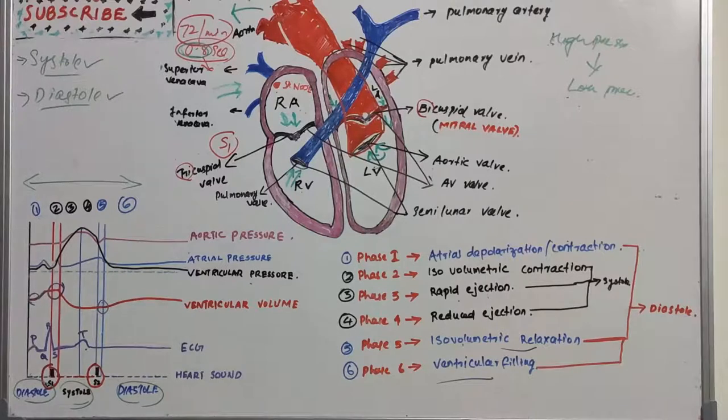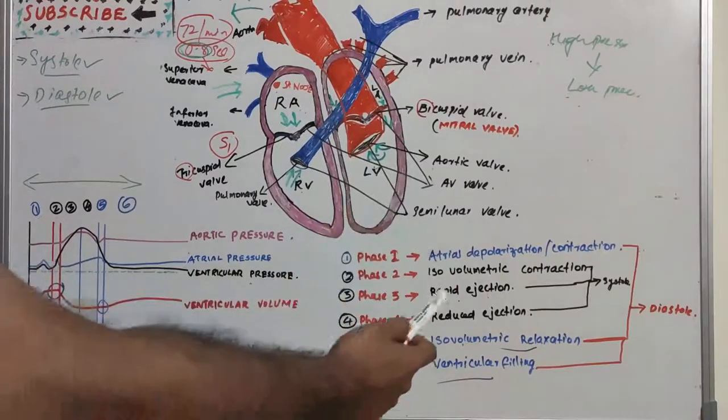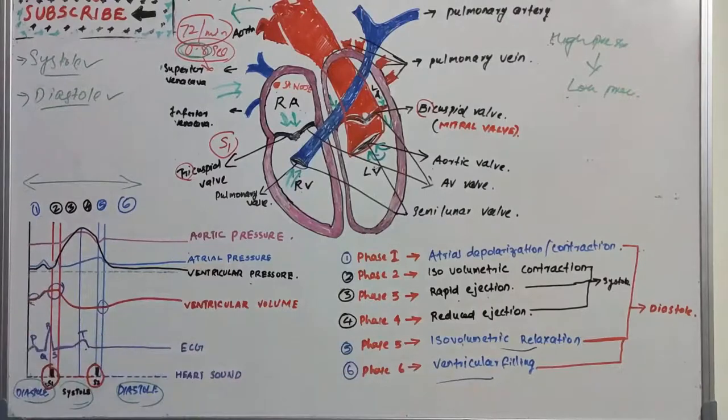Cardiac cycle is nothing but the sequence of events happening with every heartbeat. It is basically divided into two parts, that is systole and diastole. Systole is contraction and diastole is relaxation. So systole and diastole are again subdivided into six phases. The first, fifth and sixth phases are diastole, and the second, third and fourth phases are systole. So it starts with atrial repolarization, then isovolumetric contraction, rapid ejection, reduced ejection, isovolumetric relaxation and ventricular filling.